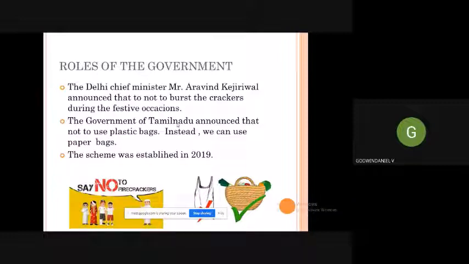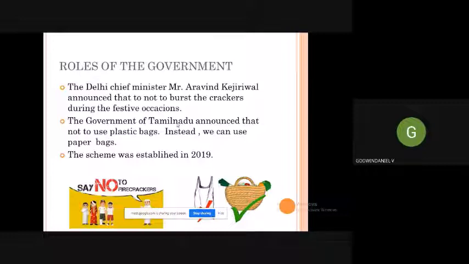And the one happiest part I will mention is that the Tamil Nadu government announced not to use plastic bags in the year 2019. The scheme was established in that year. It gives a voice to our future generation, because we know that plastic is a very harmful thing. If we burn plastic, it will produce a toxic substance.